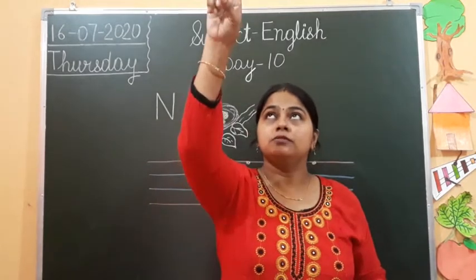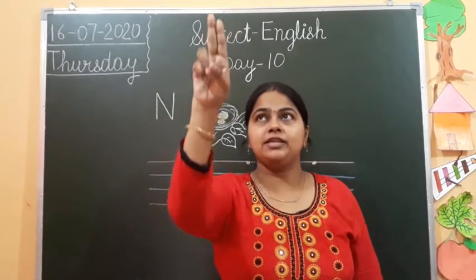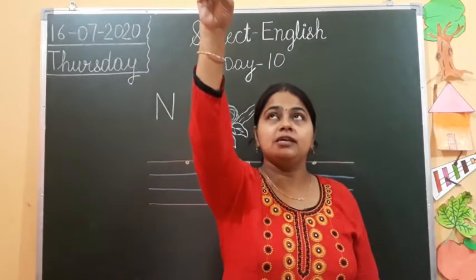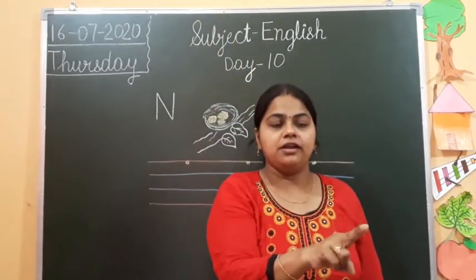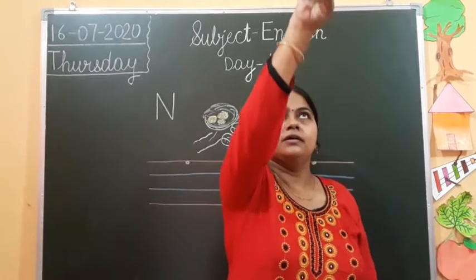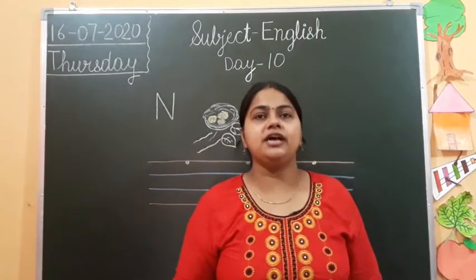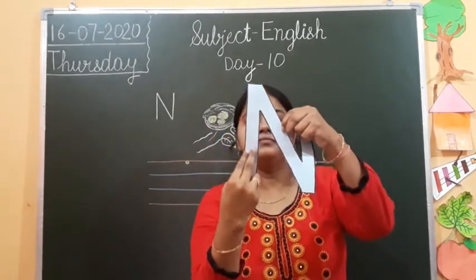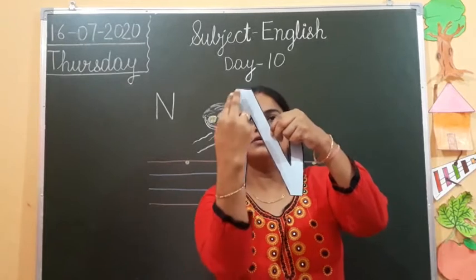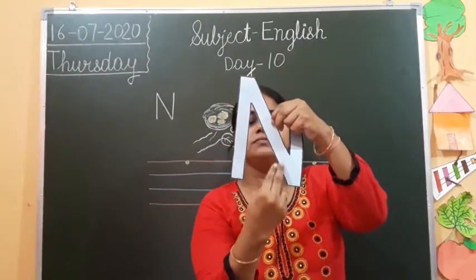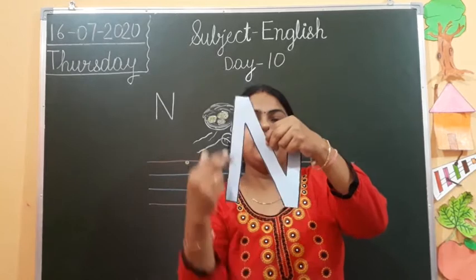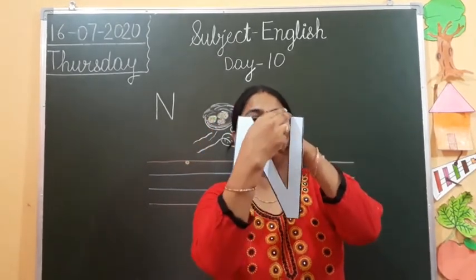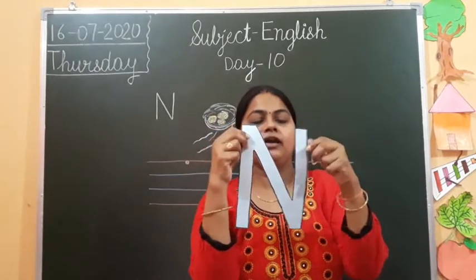First, show me your two fingers. Do like this. Standing line. Good. Now again go there. Slanting line. And now go up. Like this. Letter N. Now look carefully here. And then you have to go up. Like this. N.